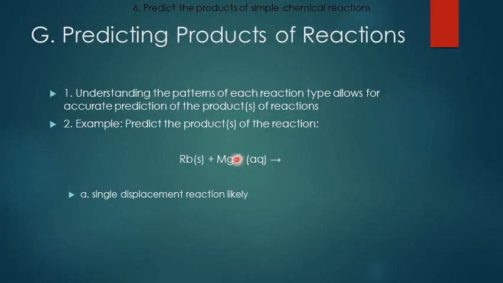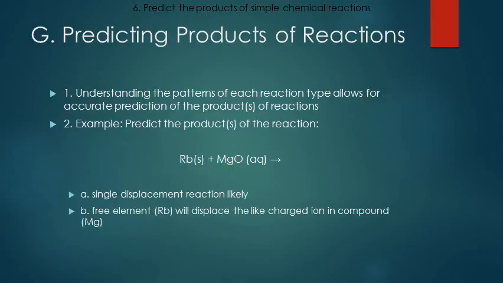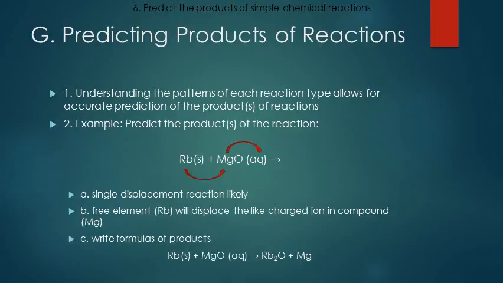So based on the patterns of the reaction types, the rubidium will replace the like charged element in the compound. In this case, that would be magnesium. Because the rubidium will form a cation, it will replace the cation in the compound. So that's what we're showing here with the arrows. The rubidium will take the place of the magnesium. The magnesium will get kicked out as a free element. And now we just need to write the formulas of the products. So in this case, that would be rubidium oxide, which would be Rb2O, and we'd also get magnesium.